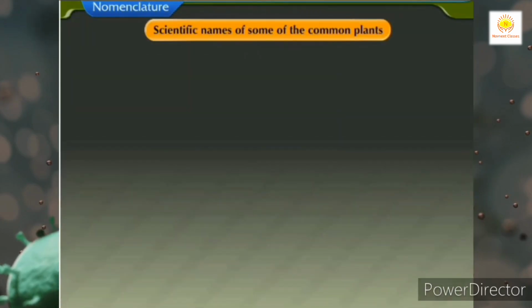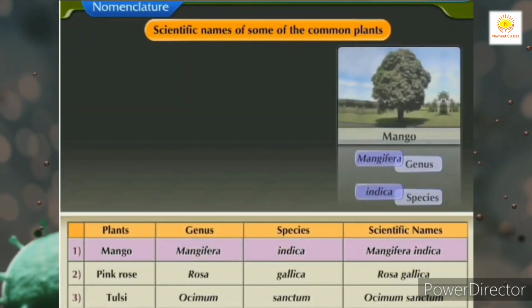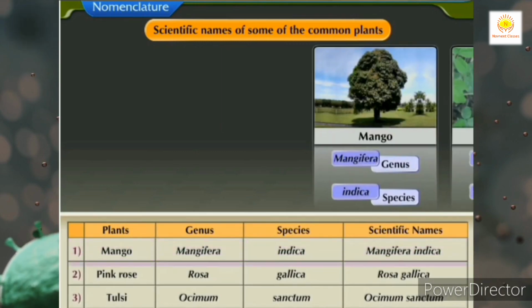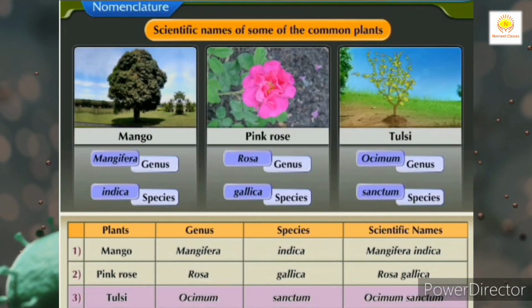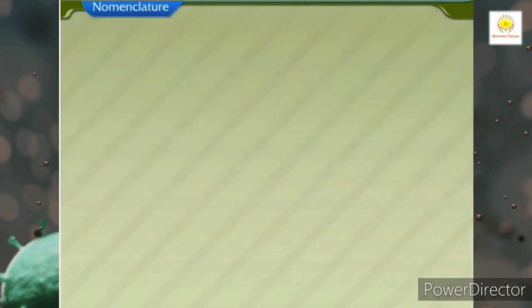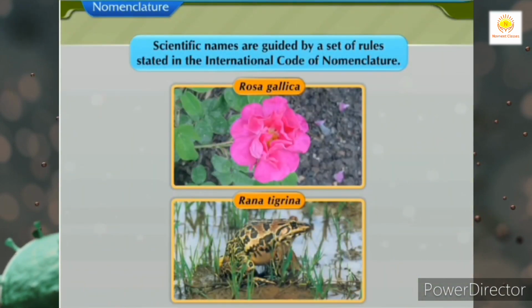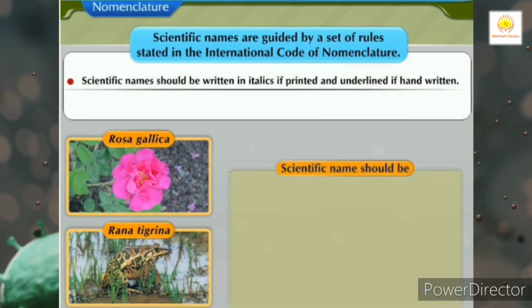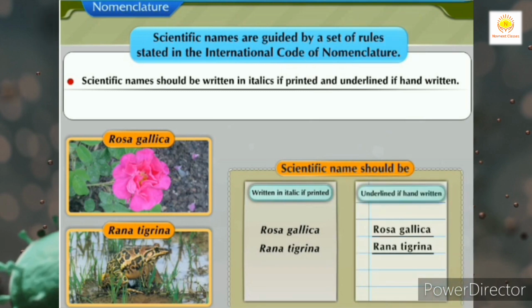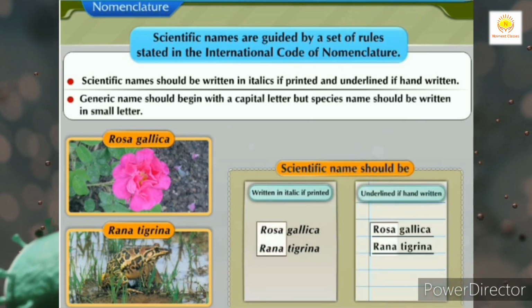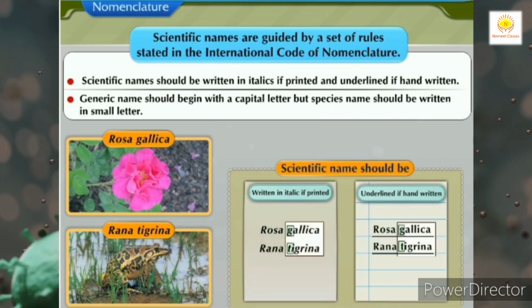The scientific names of some of the common plants are Mangifera indica for mango, Rosa gallica for pink rose, and Ocimum sanctum for tulsi. These names are guided by a set of rules stated in the International Code of Nomenclature, like scientific names should be written in italics if printed and underlined if handwritten. Generic names should begin with a capital letter, but species name should be written in small letter.